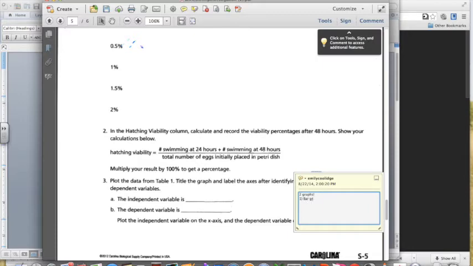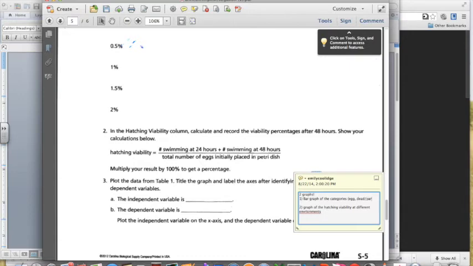You're going to need to create 3 graphs, not 2 graphs. So the 3 graphs, one of them is going to be a bar graph, and you're going to put the different categories of eggs, dead or partially hatched, and swimmers. And you're going to make 2 different bar graphs, one for 24 hours and one for 48 hours. And then the 3rd graph is going to be a graph of just the hatching viability at the different environments.